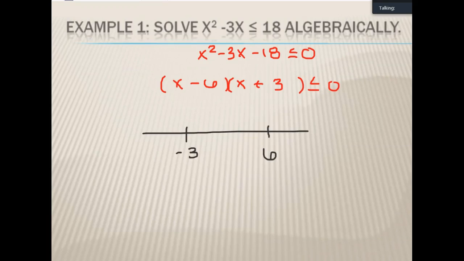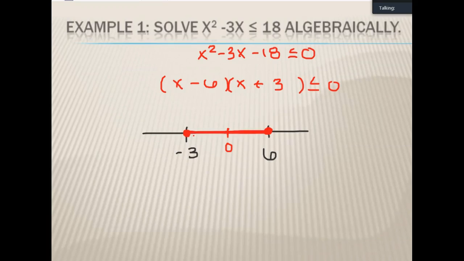So you can test a point. We are looking for our solutions to be negative. So I always start with 0. So 0 squared minus 3 times 0 minus 18 gives a negative 18. And negative 18 is in fact less than or equal to 0. So that means that this gets closed points on my endpoints because it's equal to.